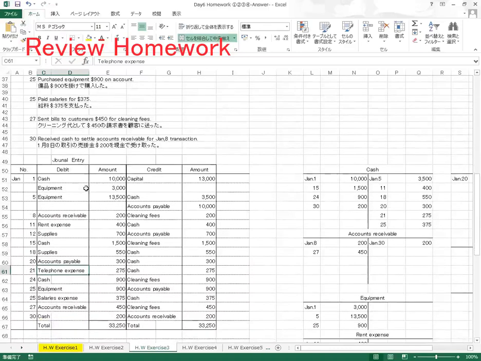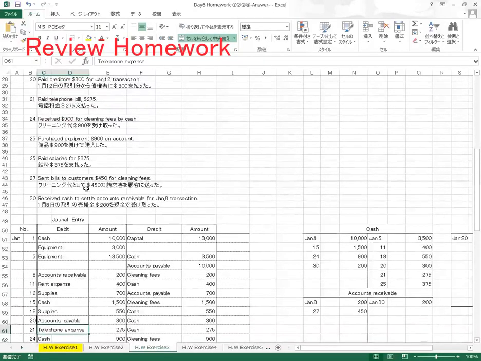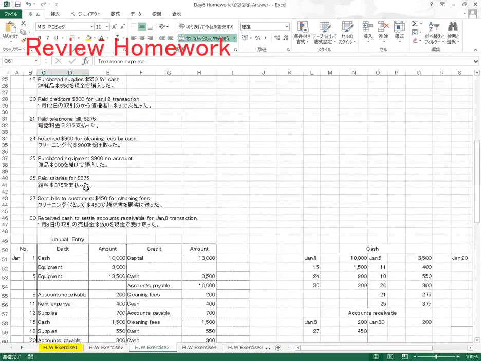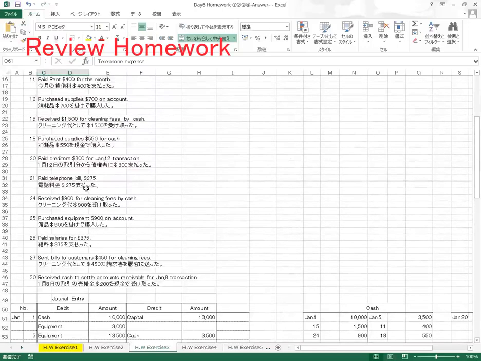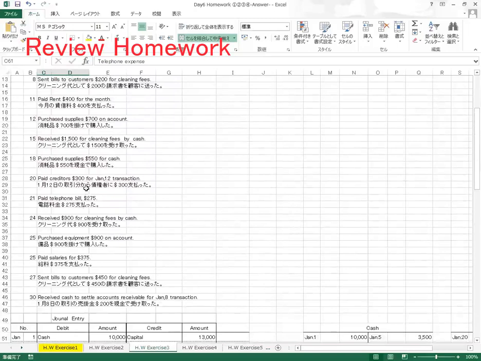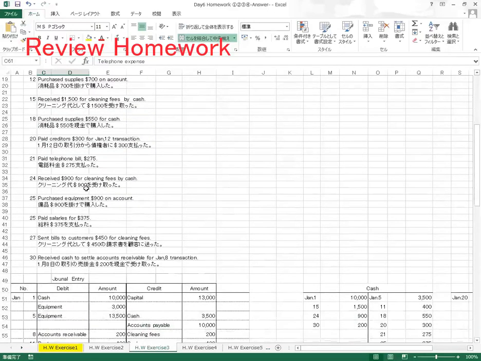Oh, no. Arya-kun, a bill is just a sheet of paper. So in this 21st, there is a paid telephone bill. Pay is the money. You should pay by money if there are no other words. So in this case, cash decreases.